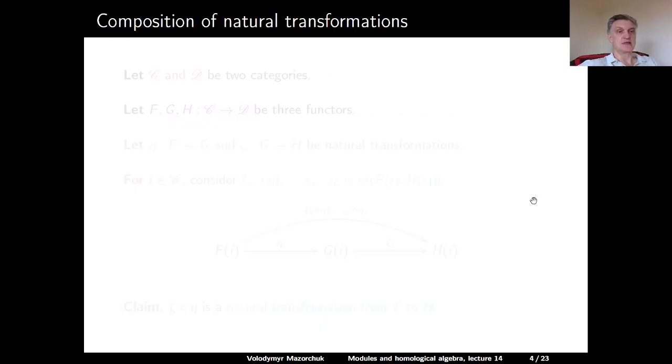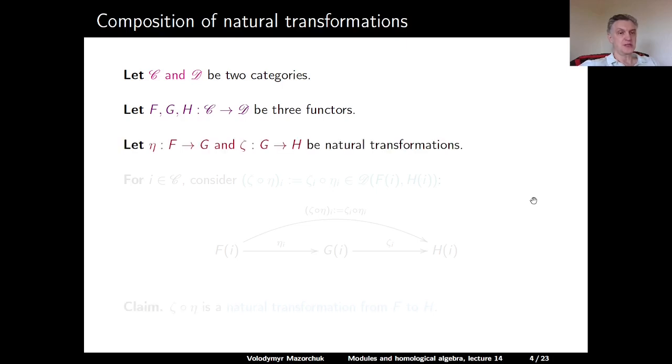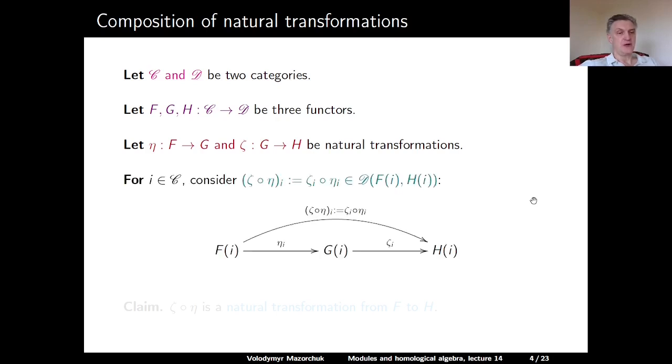Next, let us discuss composition of natural transformations. So natural transformations can be composed. Let C and D be two categories. Let F, G, and H be three functors from C to D. Let eta be a natural transformation from F to G, and zeta be a natural transformation from G to H. Then, for any object I in C, we can consider the morphism, which is the composition of zeta I after eta I. And this is a morphism in D from F of I to H of I.